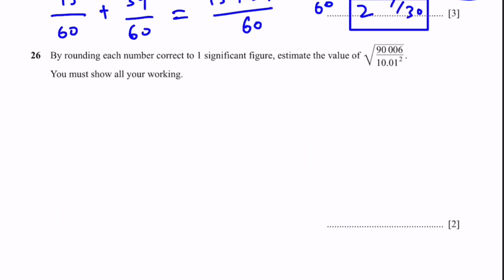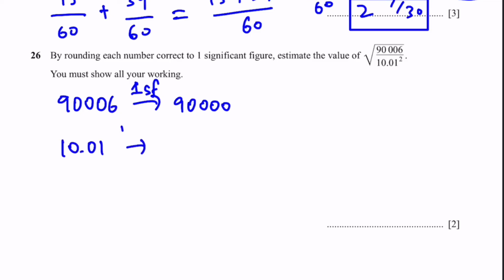Question 26. By rounding each number correct to one significant figure, estimate the value of the square root of 90,006 divided by 10.01 squared. So first, let's round each number correct to one significant figure. 90,006 correct to one significant figure is equal to 90,000. And 10.01 correct to one significant figure is 10.